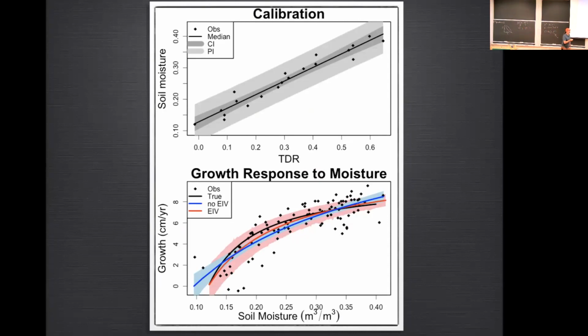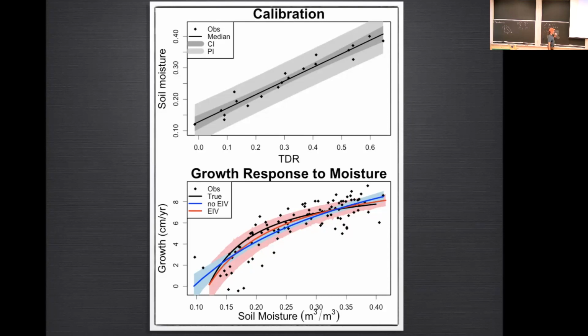So here's an example of adding a little bit more complexity to that errors and variables model. Rather than just saying the true x is around the observed x, I might say the observed x might have some linear relationship to the true x. And a common example of that would be any sort of calibration.